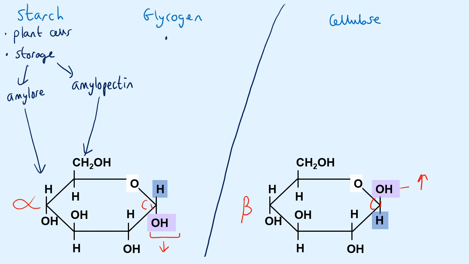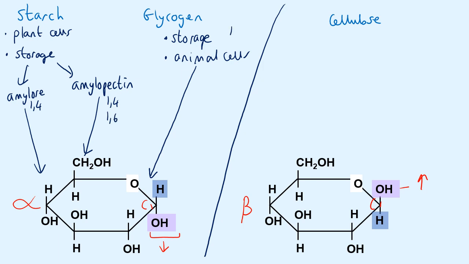So glycogen is again for energy storage, just like starch. However, it's found in animal cells. And it has a very similar structure to amylopectin, and again it is made up of alpha glucose molecules. Amylose will only have 4 glycosidic bonds. Amylopectin and glycogen will have 4 glycosidic bonds and 6 glycosidic bonds. And we'll come on to what that means shortly.